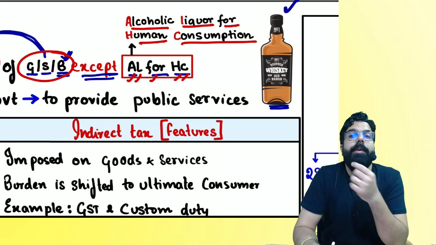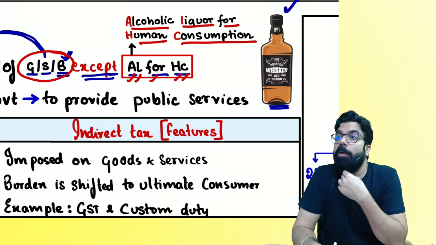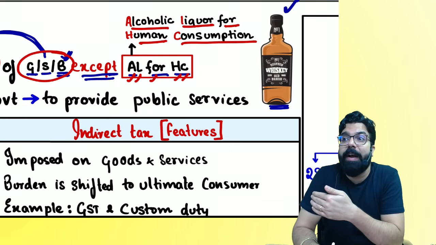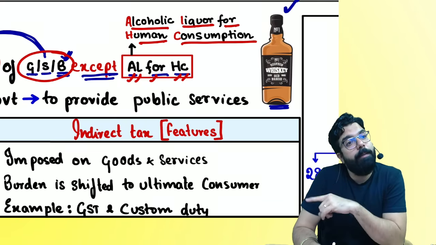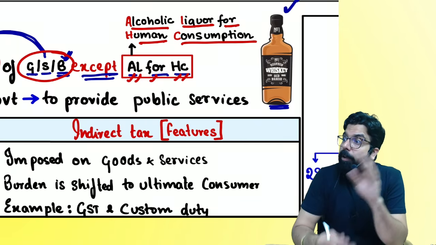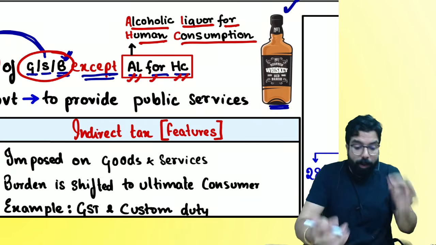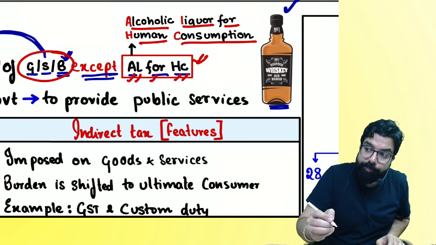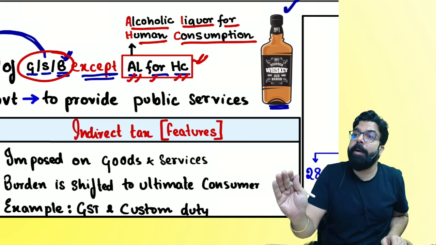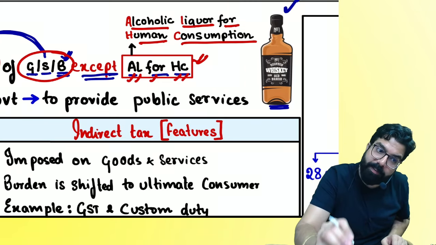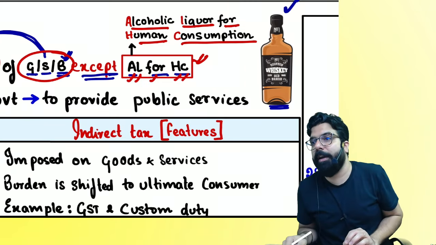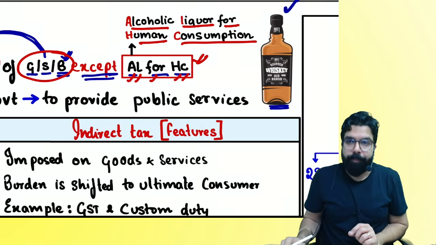I'll ask you one question. For example, alcohol will be used in factories also, for paint factories, etc. Will GST come on that? Yes. But human consumption? No. Who will keep the tax on alcoholic liquor? The state government charges taxes, and it will still charge. Are we all clear till here, everyone? Can we go ahead next?